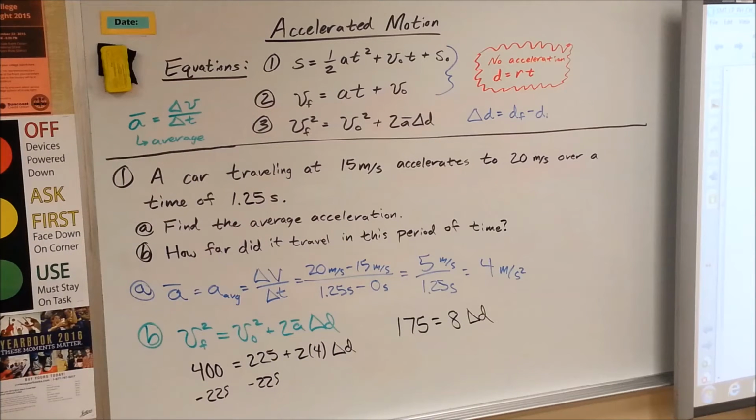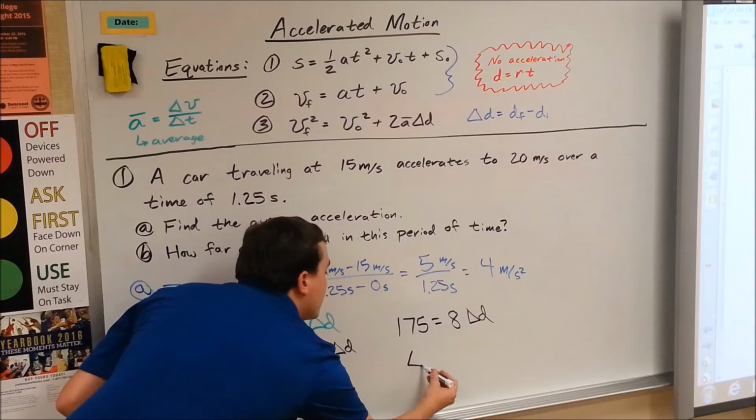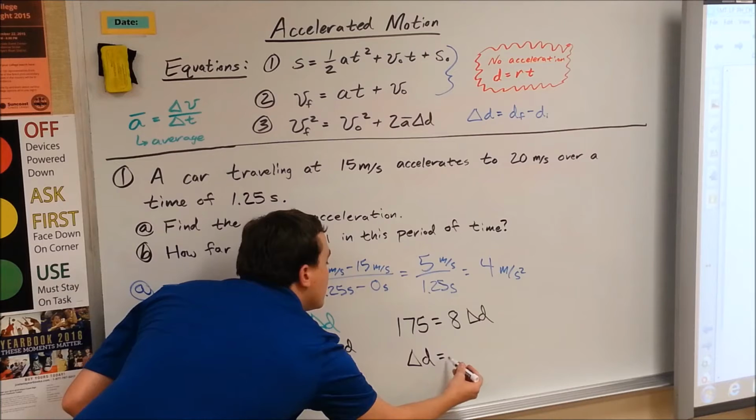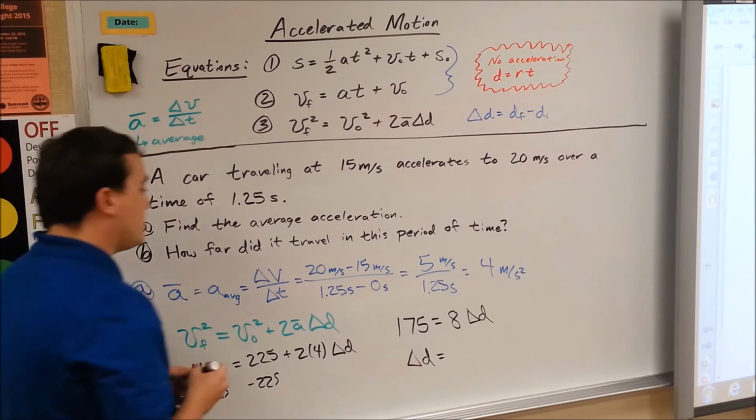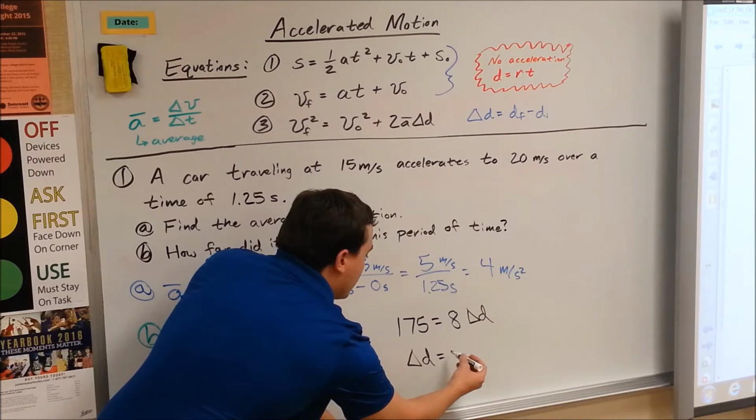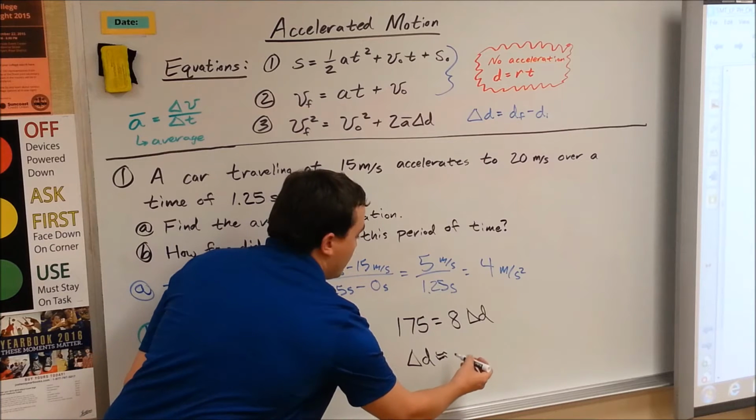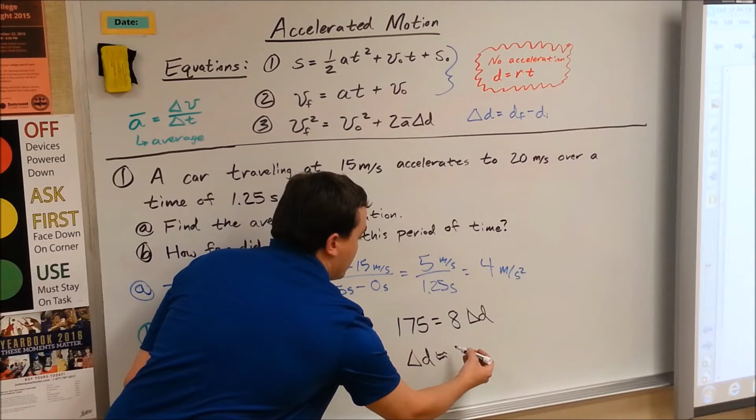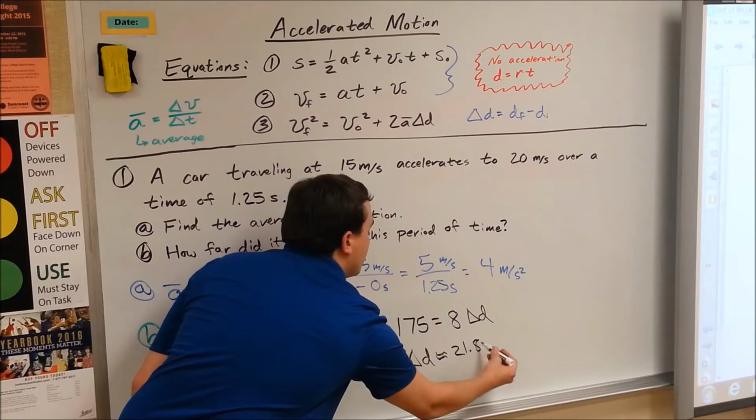So our change in distance is just 175 divided by 8. So delta d, divide by 8 on both sides, and we get about 21.8 meters.